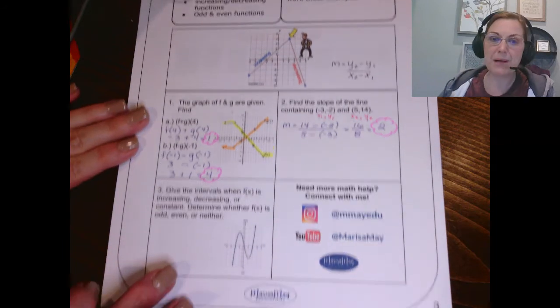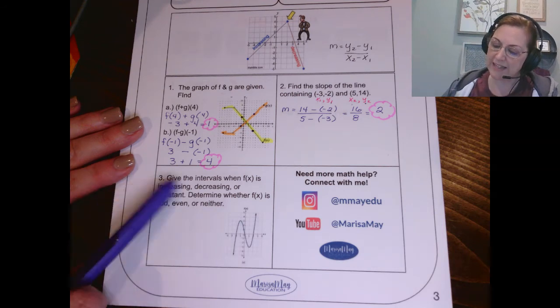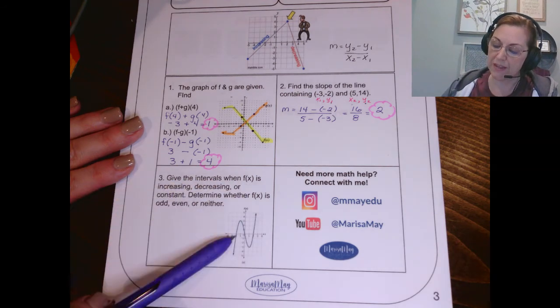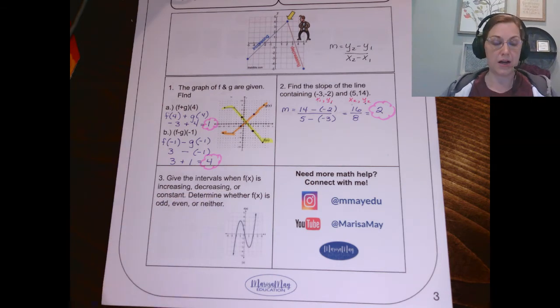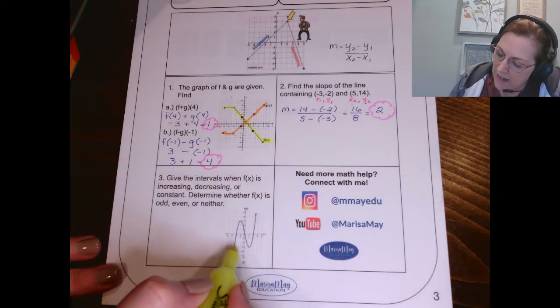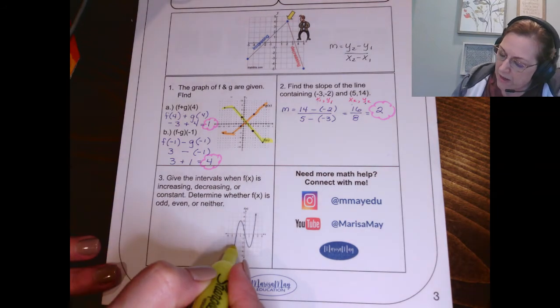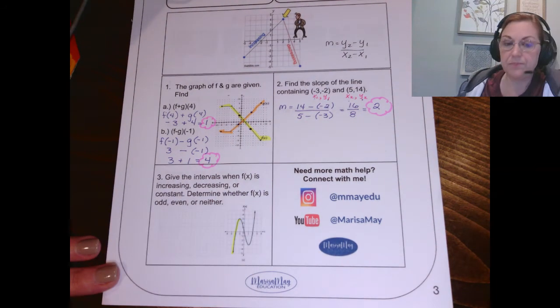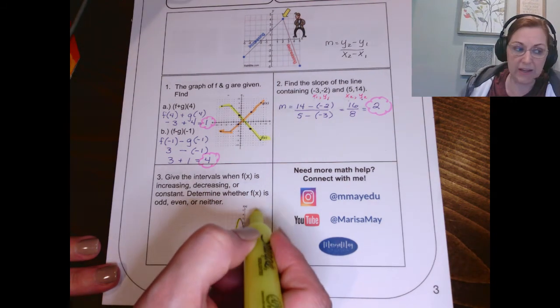Okay, last problem for this particular part of the learning guide for week 4. This is asking us to give the intervals where the function is increasing, decreasing, or constant and tell whether it's odd, even, or neither. Okay, let's deal with the increasing and decreasing. Now, the increasing part, that's where the y values go up as we move from left to right. So I'm going to highlight the part where the y values, I start on the left. The y values go up here until we get here. And then they go down, but then they go back up here.